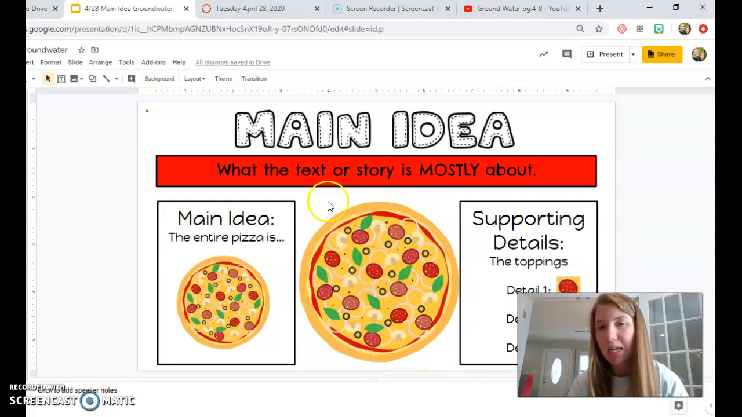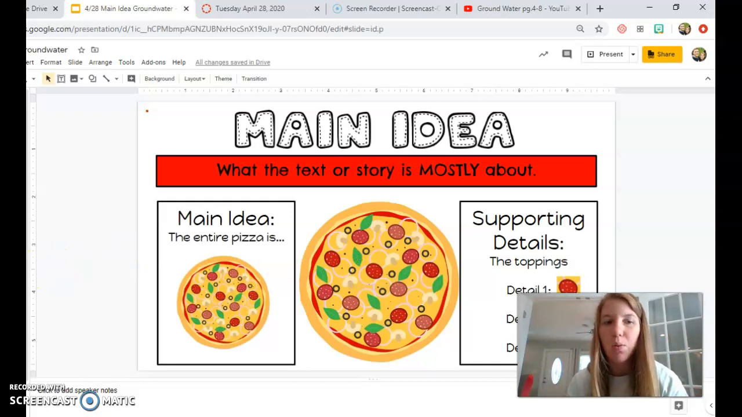Now, this entire pizza is kind of like the main idea. So you want to encompass what the whole pizza is. Now, the supporting details are the little things like the pepperonis, the mushrooms, the olives, the onions, and the basil. So all these different ingredients come together and make the pizza delicious and what it is. So when writers write, they give us little details about what their entire text is about.